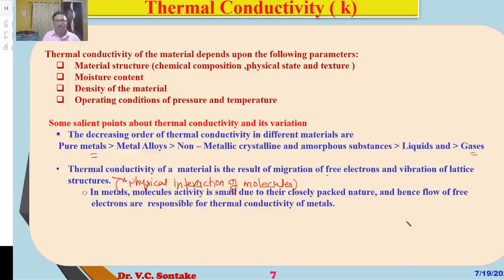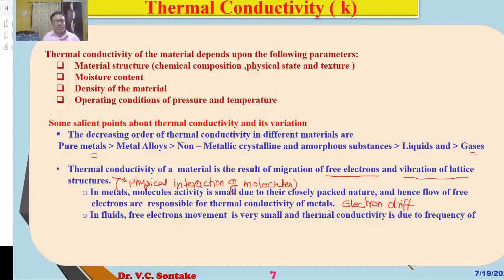So basically there are these two phenomena. Either heat transfer by conduction takes place by free electrons or by vibration of lattice structure or physical interaction of molecules. So in metals, the first factor will be predominating. So thermal conductivity of metals is basically due to free electrons. And this phenomena in metals is also called as electron drift.